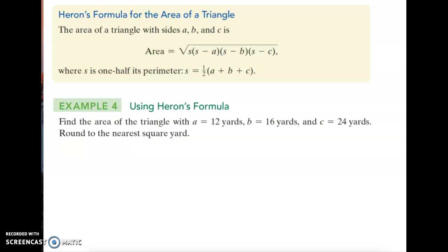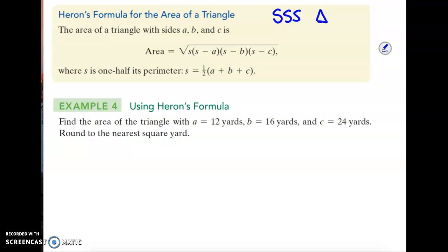So here is the formula for Heron's formula. We use this when we have a side, side, side triangle. So go ahead and add that in. This is used for a side, side, side triangle.